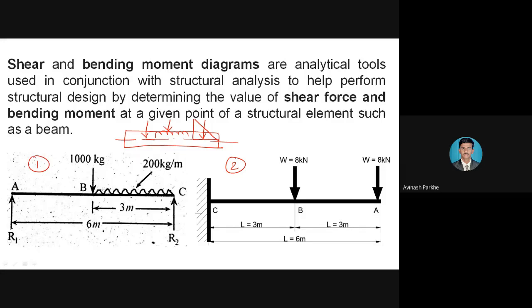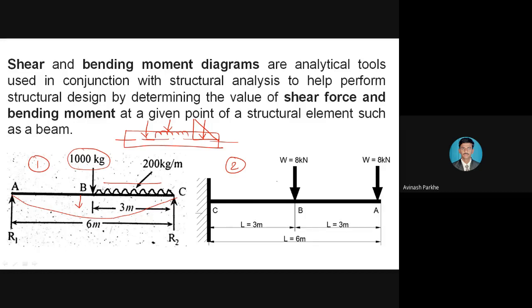For example, let's take an example. This is figure number 1. In that figure, whatever curve I have drawn at the bottom side indicates that due to the number of forces applied on the beam, the bending is taking place in the downward direction. Because the forces are applied in the downward direction, the bending is also taking place in the downward direction. Here one point load is there, and here a UDL is there.